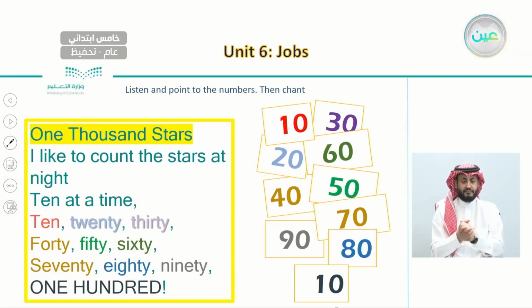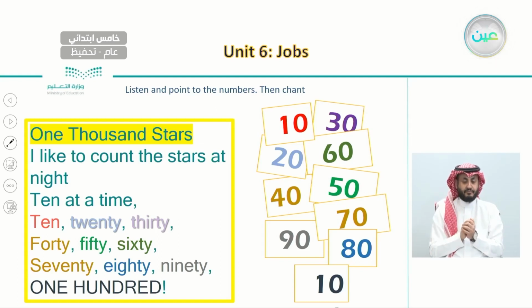The first part of our chant was 1,000 stars. I like to count the stars at night. 10 at a time, 10, 20, 30, 40, 50, 60, 70, 80, 90, 100.